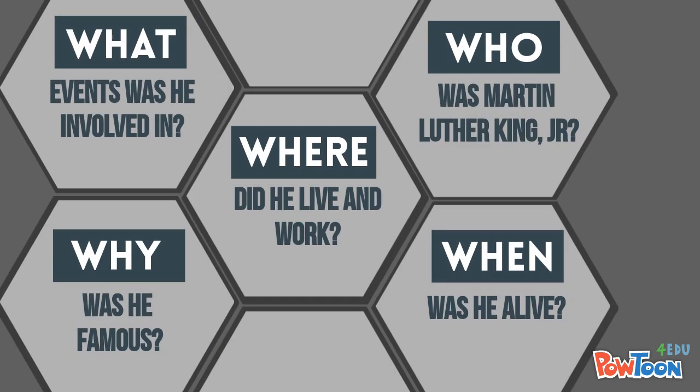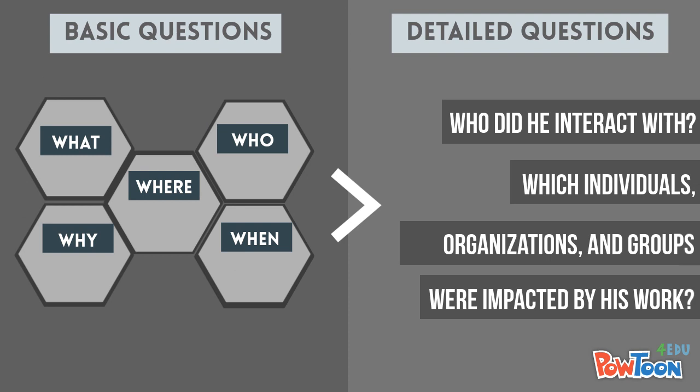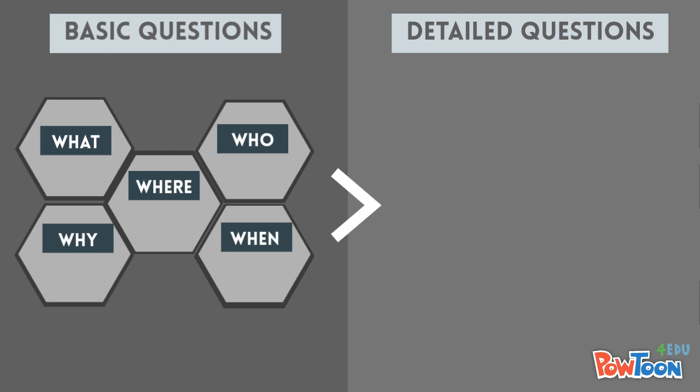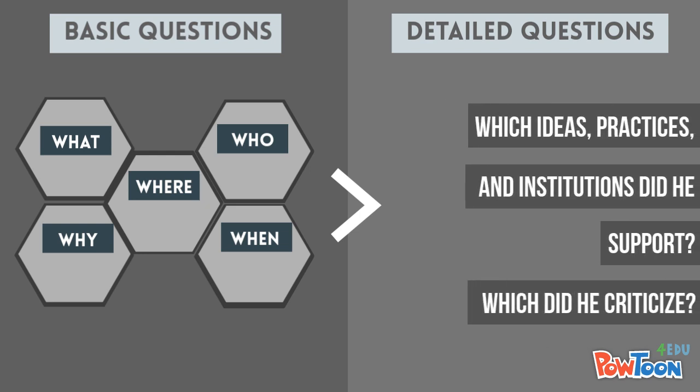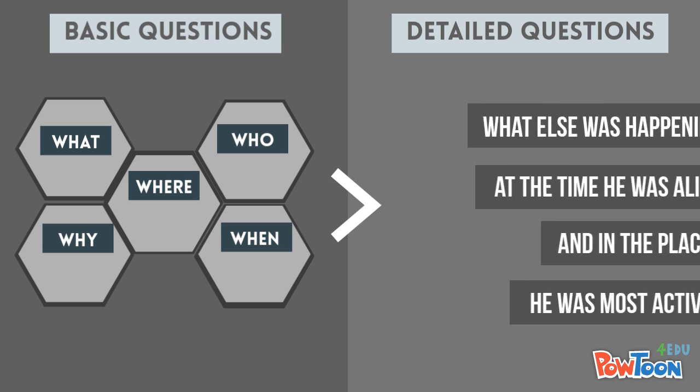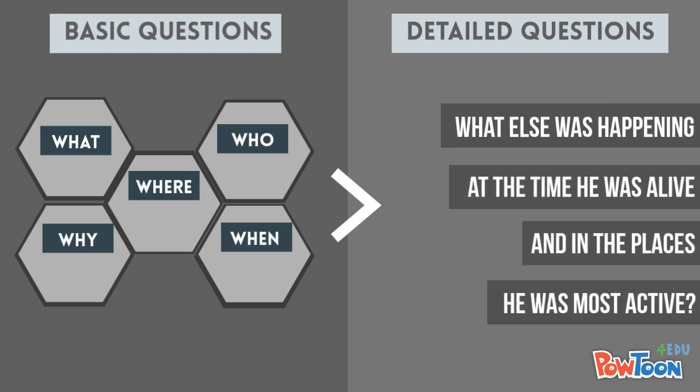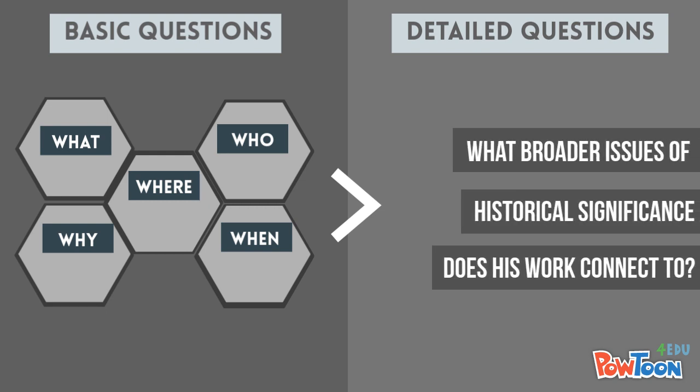You can follow up these kinds of basic questions by brainstorming more detailed ones. For example, who did Martin Luther King Jr. interact with? And which individuals, organizations, and/or groups were impacted by his work? Which ideas, practices, and institutions did he support? And which did he criticize? What else was happening at the time he was alive, and in the places he was most active? And what broader issues of historical significance does his work connect to?